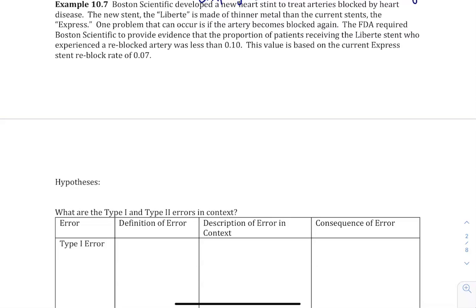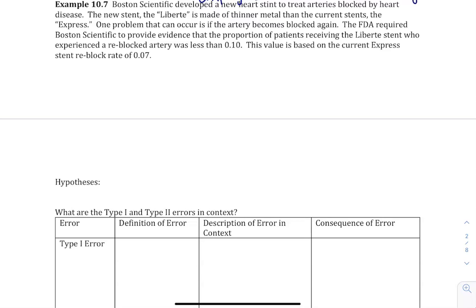The problem that can occur is if the artery becomes blocked again, that would be a bad thing. So the FDA is going to require this company to provide evidence that the proportion of patients receiving the Libert stent who experienced a reblocked artery was less than 0.1. And that's based on the current Express stent reblock rate of 0.07.